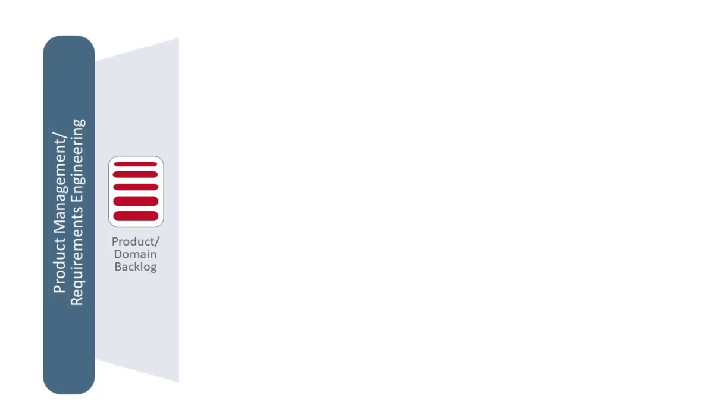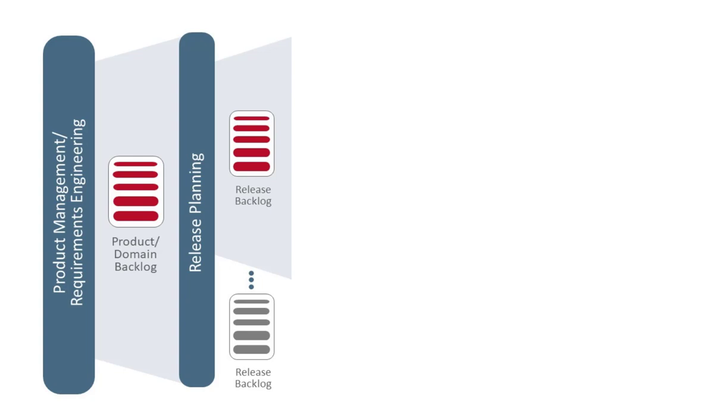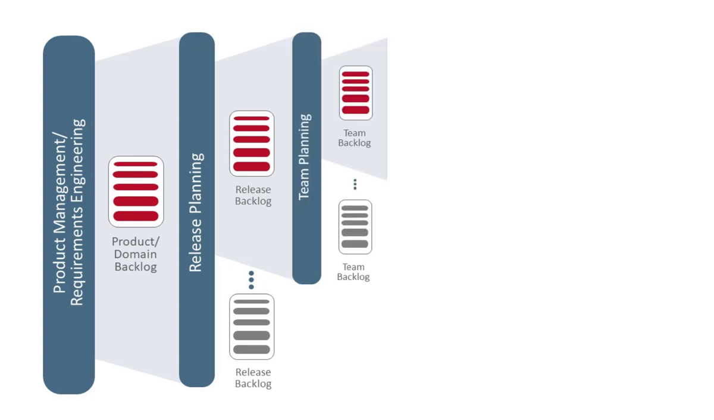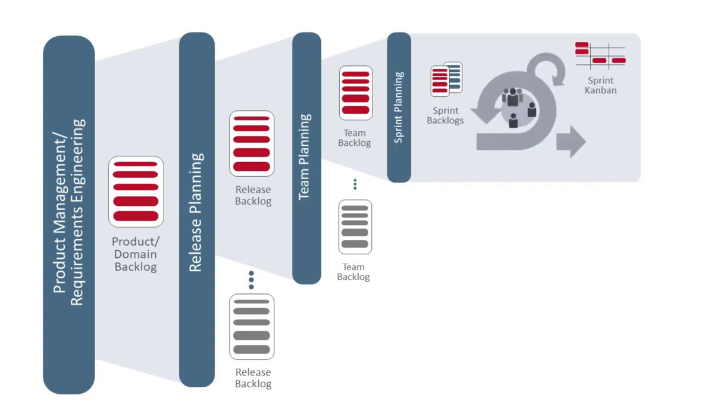After preparing the product backlog, release planning takes place. If several teams are involved, team planning follows. After that, each team plans its own sprints and organizes the work to be done.